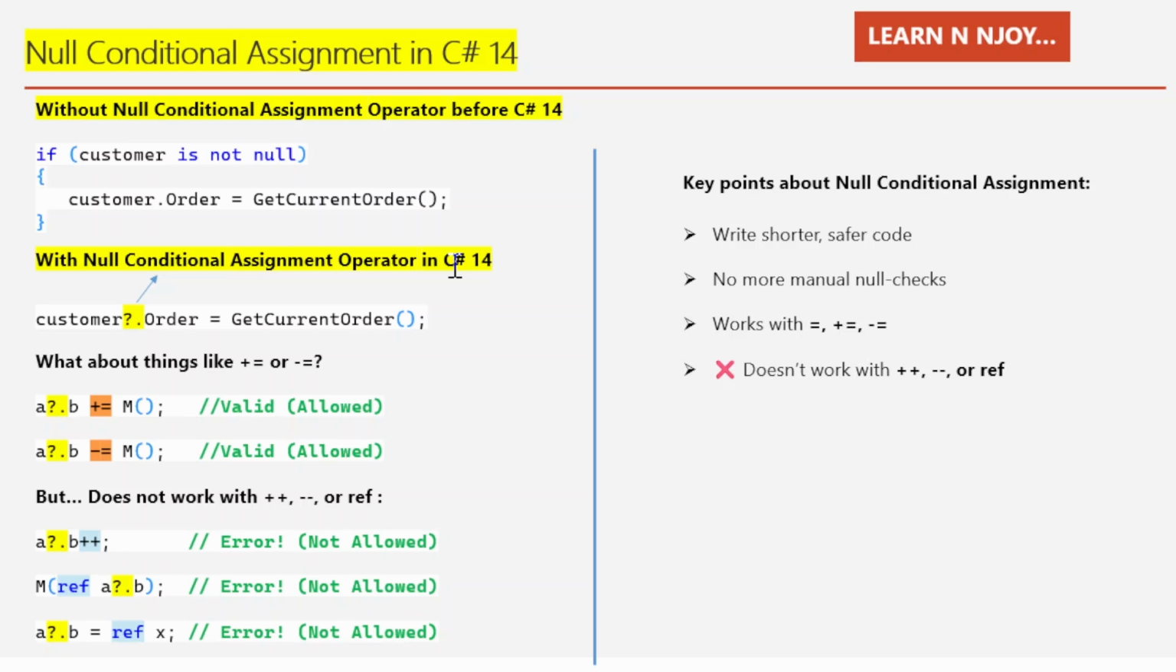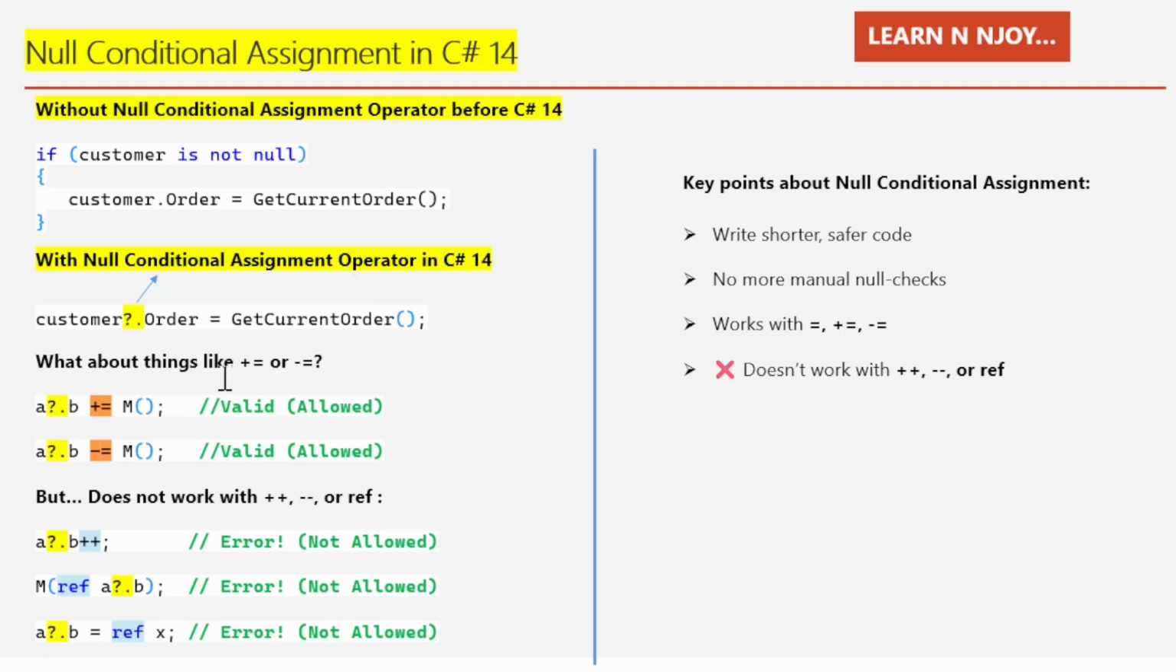Now with the null conditional assignment operator, you can do this instead. Here I have written customer?.order is equal to GetCurrentOrder. So here the ? that I have used on the left hand side is nothing but the null conditional assignment operator. Now we are doing the same thing, but it's way cleaner. Here I'm saying if there is a customer, give them an order. If not, no problem. Just skip it and no crash at all.